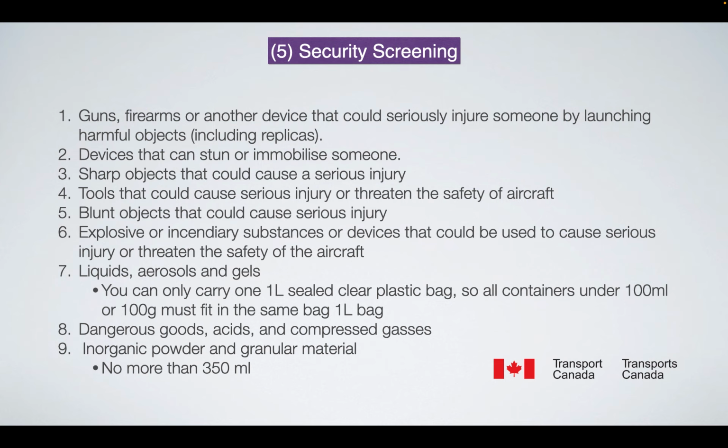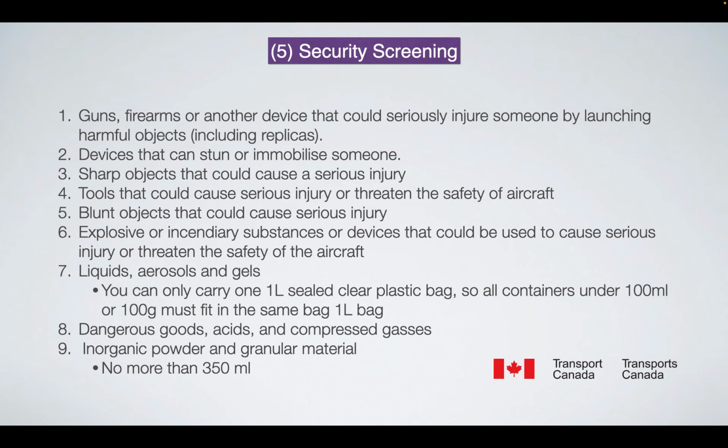All right, what are some of the things that you can't take through security? Can you take anything you want through? Okay, so what can't you take through? Water and weapons, right?